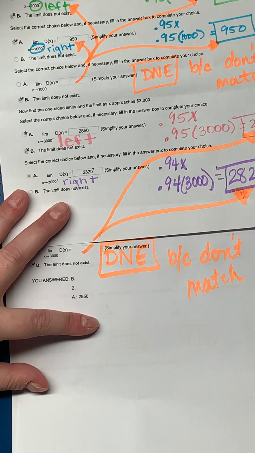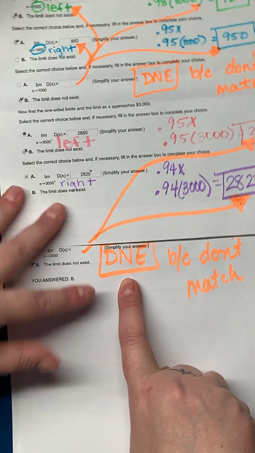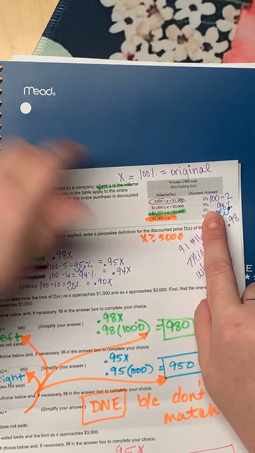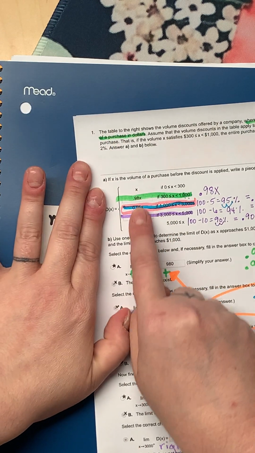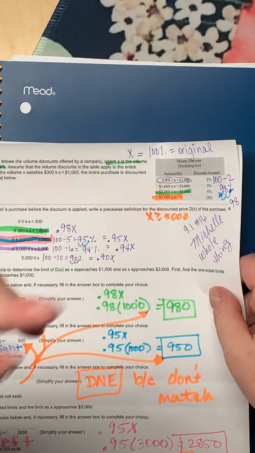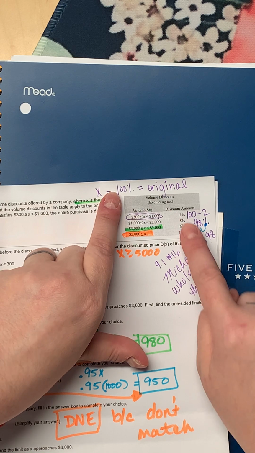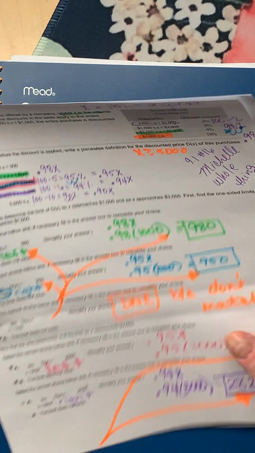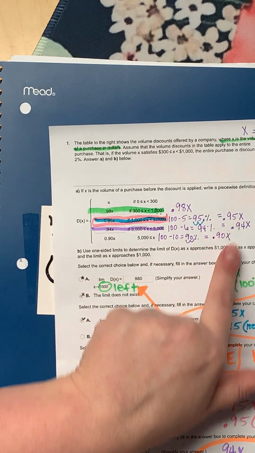Okay, so let's go over this again. I think you're okay with how to get the whole does not exist, but at the very beginning, to get these equations over here on the left, we took 100 and subtracted our discount. Then we moved the decimal over twice. And that's how we got these equations.